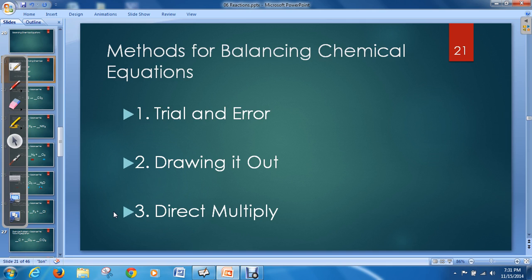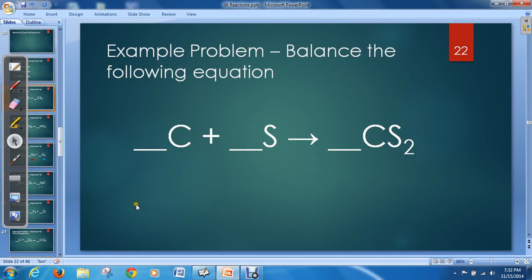Okay, so we're going to go over all three of these methods. Again, you don't have to understand all three, just use the one that works for you. So as we go through these, see which one you like the most and stick to that method, okay? All right, so the easiest way to get into balancing equations is just to start practicing.